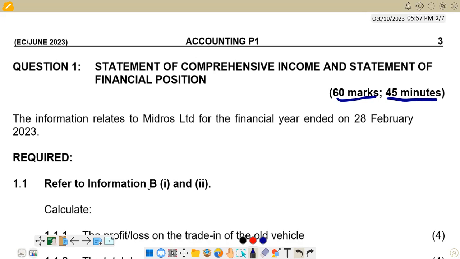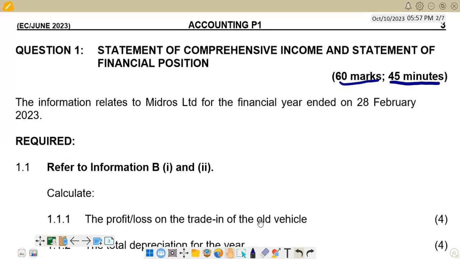Right, let's go to our question. The first part requires us to calculate the profit or loss on the trade-in of the vehicle. Remember, when there's a trade-in, we are buying another non-current asset, and we give out an old non-current asset that we have in the business as part payment of the asset that we are buying. So that basically is our trade-in.